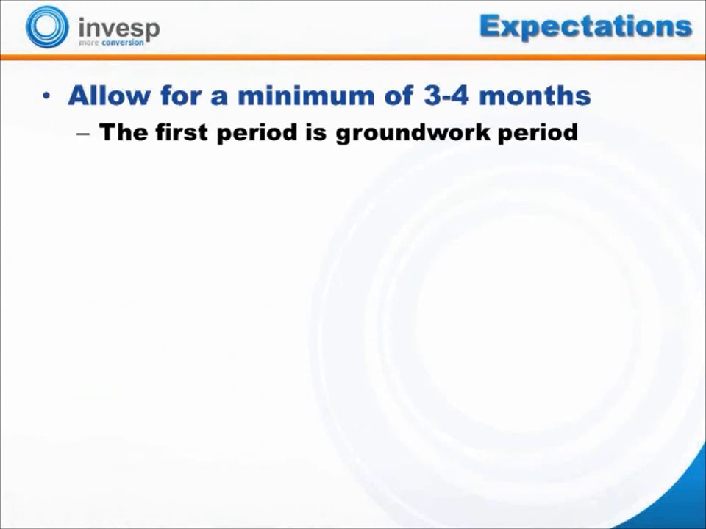Again, let's finish up this section, and I really want to drill this into the minds of everybody who is thinking about conversion optimization. You need to allow for a minimum of 3 to 4 months if you want to conduct a successful conversion optimization program. Think about that. The first 3 to 4 months are your chance really to lay the groundwork for a successful program. If you know how to do it correctly, you should be able to run it for years, not months.